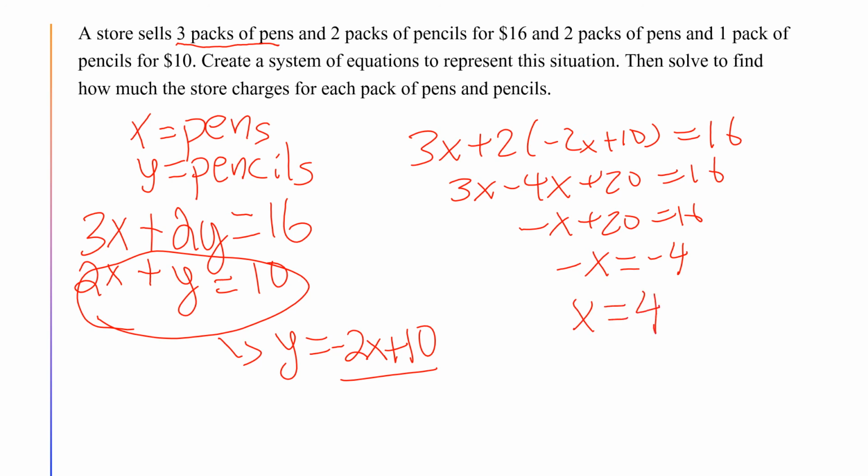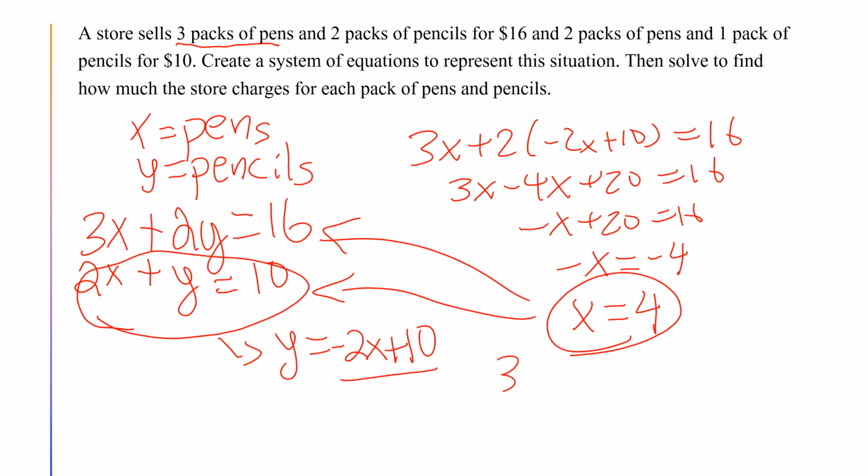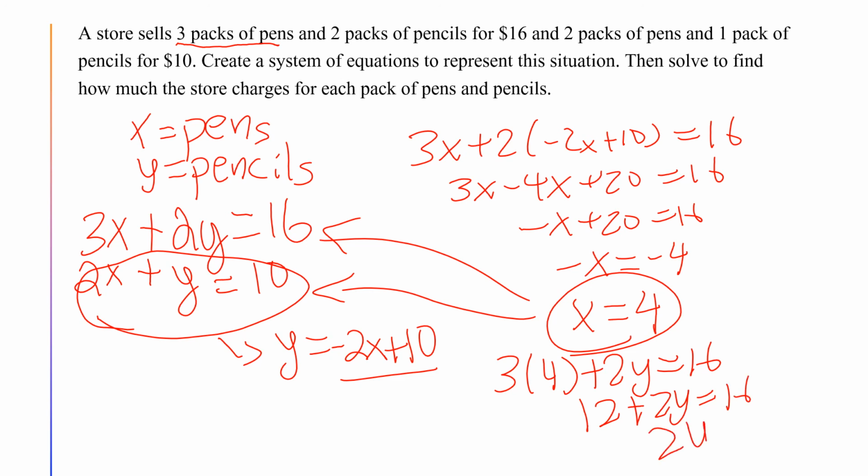So now we know that the cost of each pack of pens is $4. And when we substitute 4 for x in either this equation or the second equation, we get 3 times 4 plus 2y equals 16. 12 plus 2y equals 16. 2y equals 4. y equals 2. So now we know that y equals 2 and x equals 4.